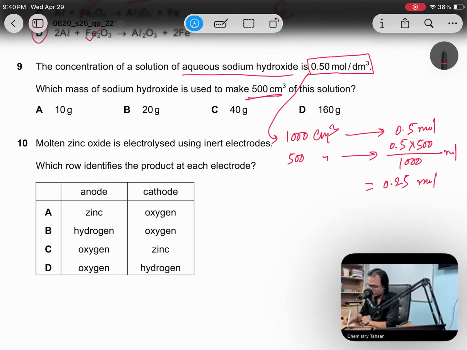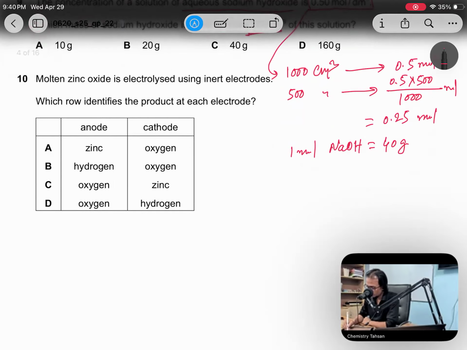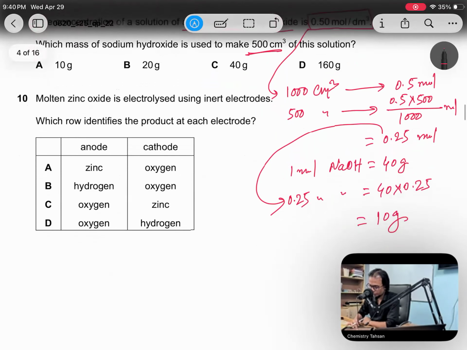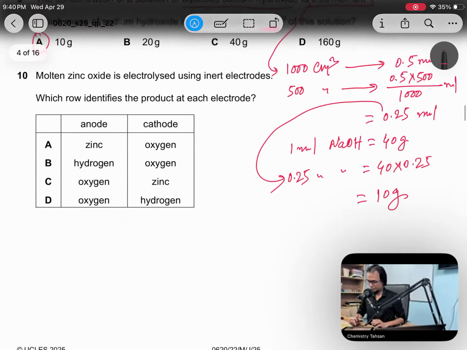So if it is 0.25 mole, 1 mole of sodium hydroxide, if you calculate the RFM, it is 40 gram. So we are looking for 0.25 mole to dissolve. So 40 times 0.25, which should be 1/4 of 40, means it is 10 gram. So 10 gram should be the only correct answer. So that is how it goes.